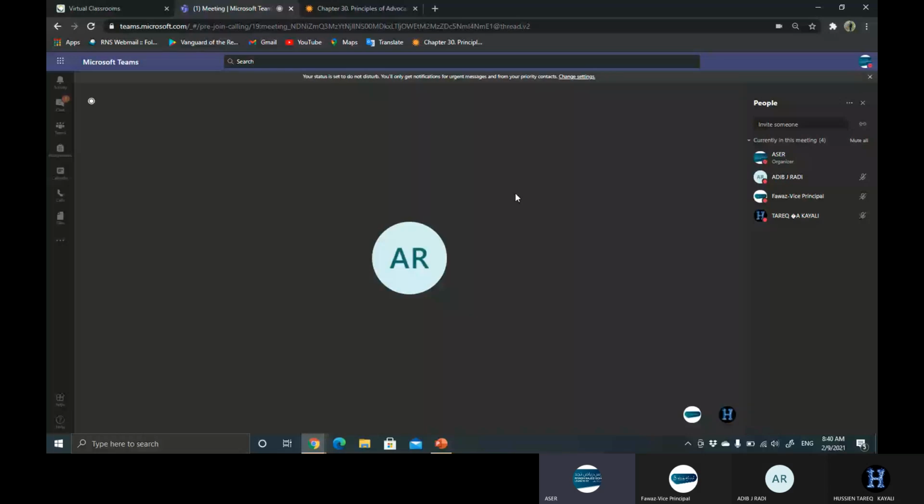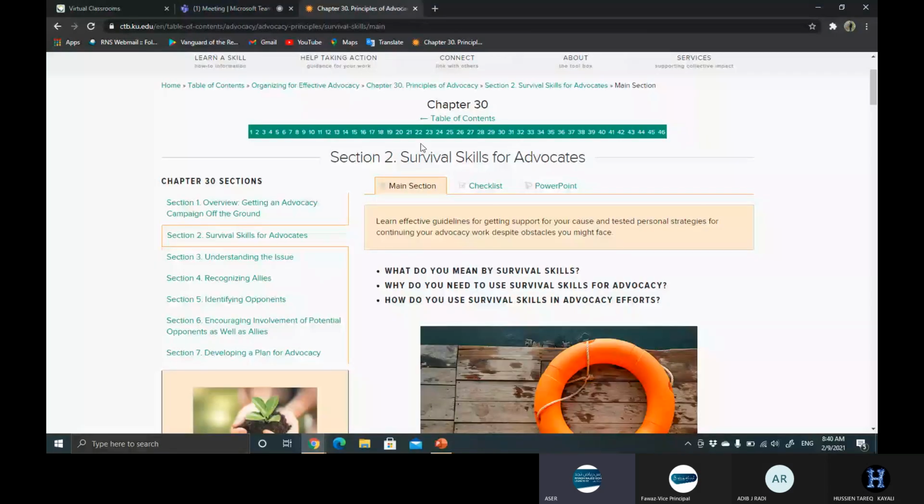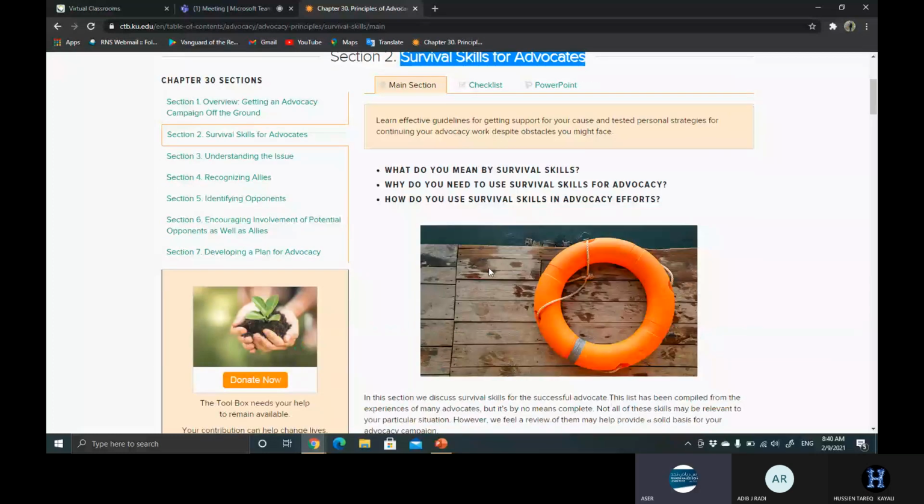All right. So our topic today is about the survival skills for the advocate. After defining advocacy, how to make a campaign, and getting that campaign off the ground, we will speak today about three main points: what do we mean by survival skills? Why do we need to use those survival skills in our advocacy? And how can we use the survival skills in our advocacy efforts?